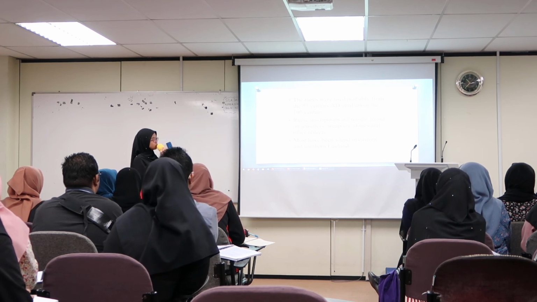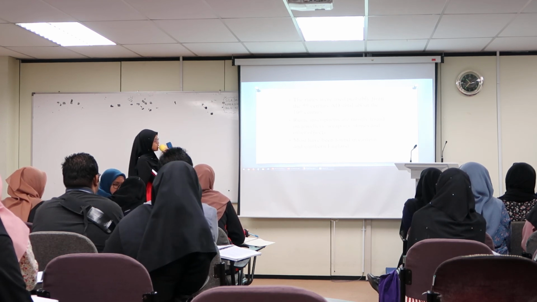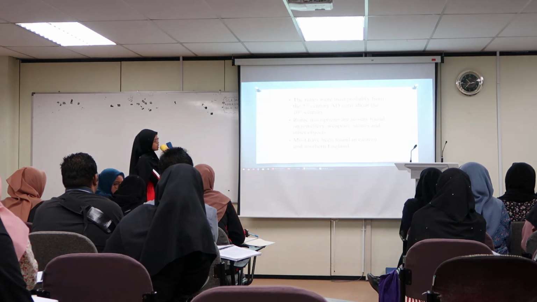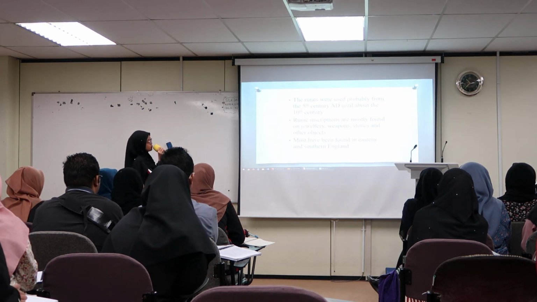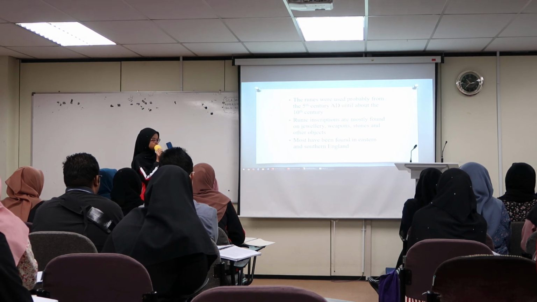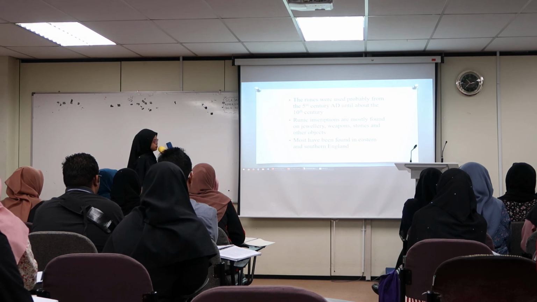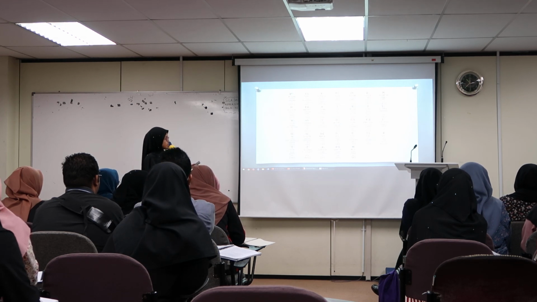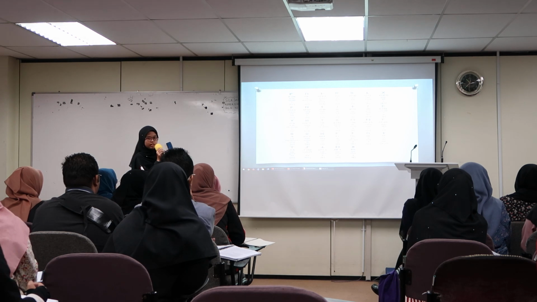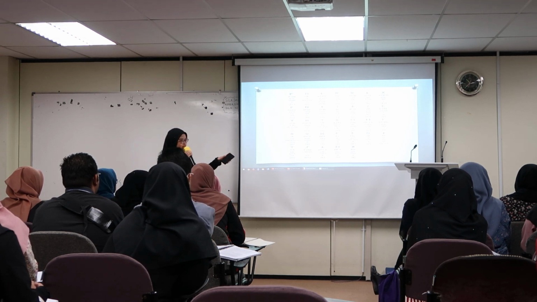The runes were used probably from the 5th century AD until about the 10th century. Runic inscriptions are mostly found on jewelry, weapons, stones and other objects, and only about 200 such inscriptions have survived. Most of the inscriptions have been found in eastern and southern England. This is an example of the runic Teutonic alphabet. It has 33 letters.